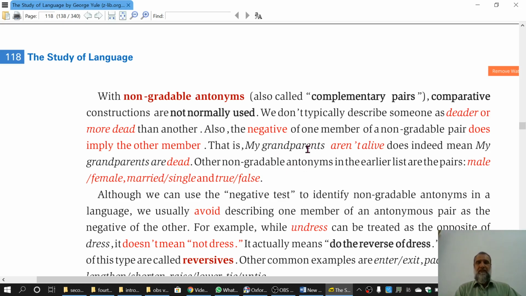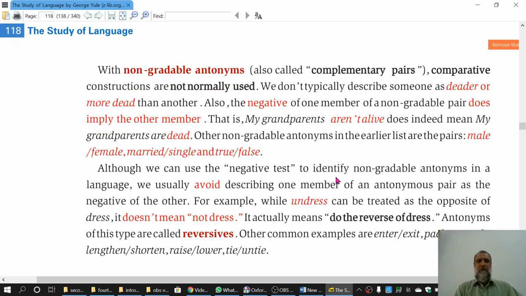In this case, as contrasted with the gradable one, the negative does imply the other member. So the negative does imply the positive member. For example, if someone isn't alive, then you can say that he is dead. So the negative implies the positive in antonymy. If you say my grandparents aren't alive, it means that they are dead. You can have these pairs in non-gradable antonyms: male, female, married, single, true and false.